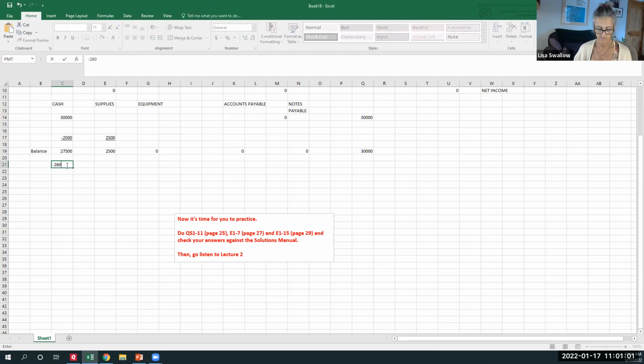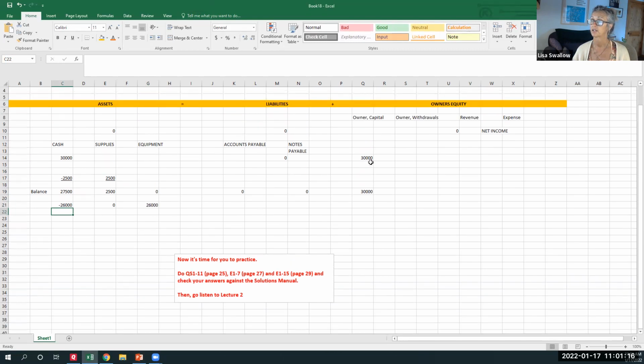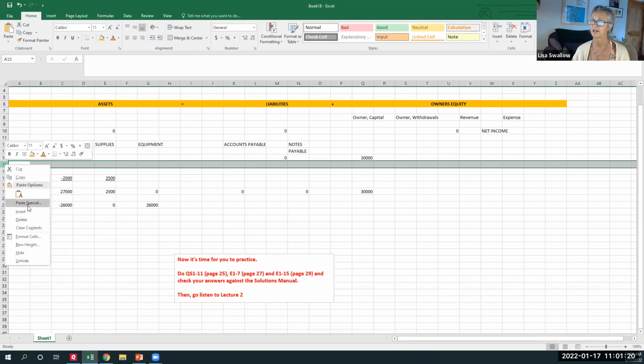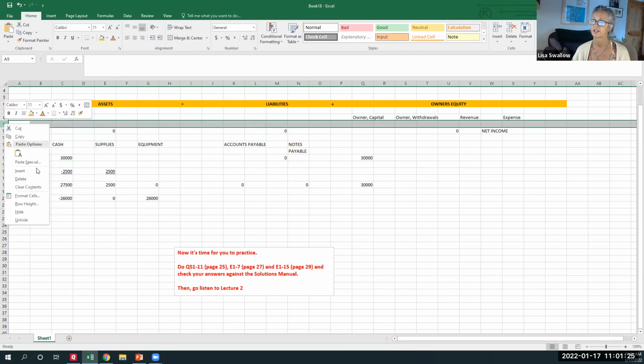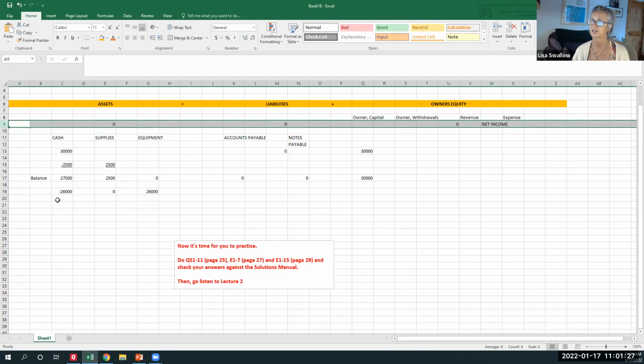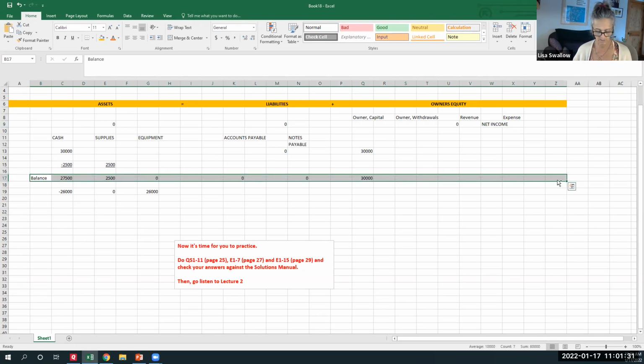So I spent 26,000, so my cash went down. Nothing happened to my supplies, but this time I bought 26,000 in equipment. Nothing happened over here. Okay. So let's go and balance this out. Just get rid of some of these lines so that we can see all this, and I'll make my balance line bold.